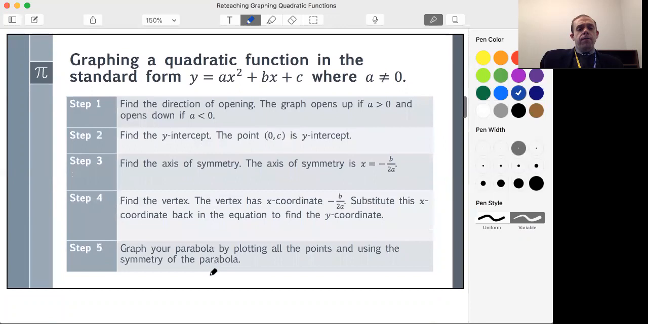All right, so first quick review, we have the 5 steps that I recommend doing. If you are given a quadratic function written in standard form, so it looks like this, then you follow these 5 steps. Step 1, you're going to find the direction of opening. Step 2, you're going to find the y-intercept. Step 3, you're going to find the axis of symmetry. Step 4, you're going to find the vertex. And in step 5, you're going to graph the parabola.